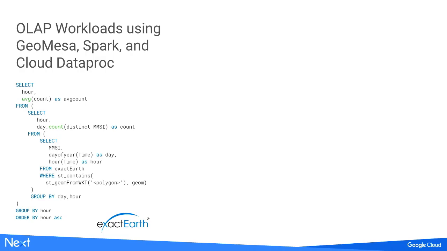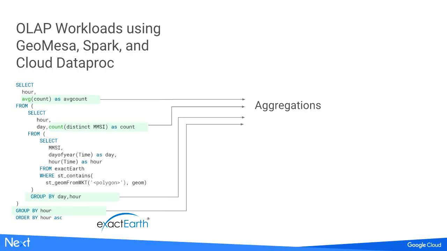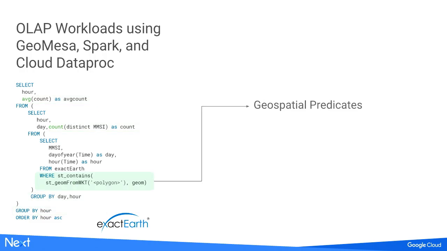So this is the Panama Canal query. We've got aggregations, averaging, counts, group bys. We've got geospatial predicates. In this case, it's ST contains. We want to filter down to things that are around the Panama Canal. We've got geometry types. We're creating a polygon predicate on our geometry column within Bigtable.